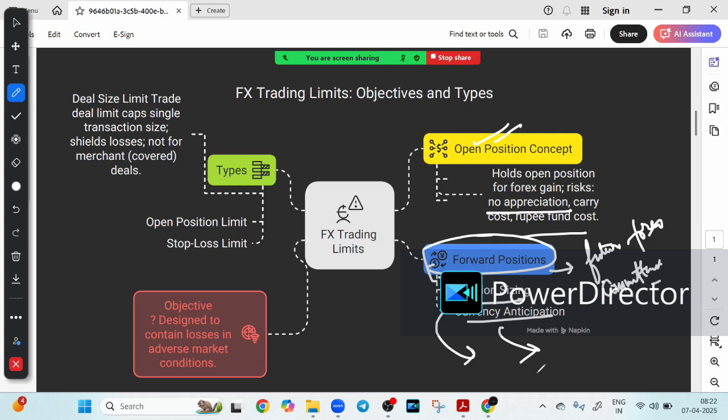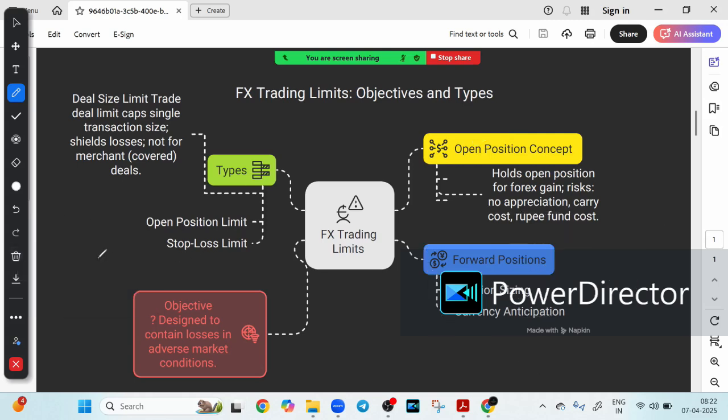So to summarize, these FX trading limits are not just a compliance tool, they are the bank's safety net, balancing profit potential with risk control, a must-know for anyone serious about forex treasury. I hope we have discussed the major kinds of forex trading limits in this particular slide.